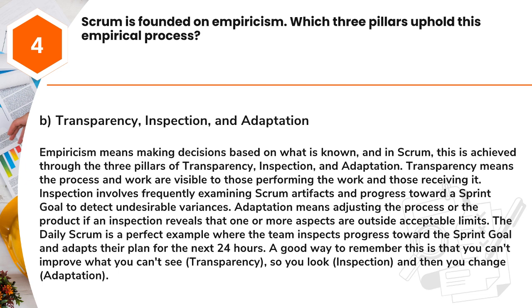Adaptation means adjusting the process or the product if an inspection reveals that one or more aspects are outside acceptable limits. The Daily Scrum is a perfect example where the team inspects progress toward the sprint goal and adapts their plan for the next 24 hours. A good way to remember this is that you can't improve what you can't see, transparency. So you look, inspection, and then you change, adaptation.